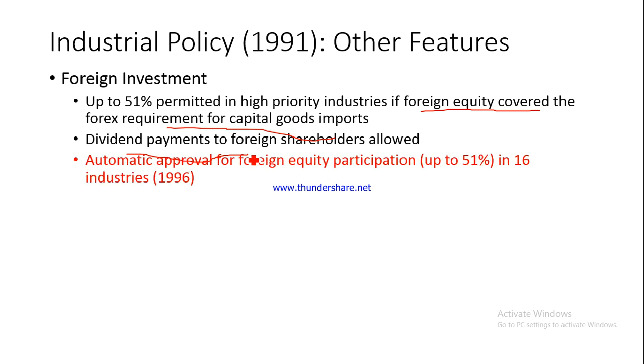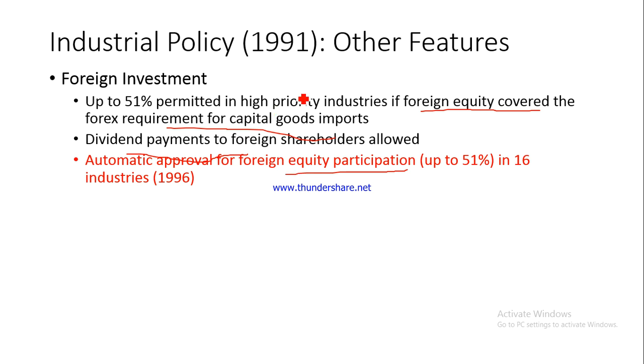And then what happened in 1996? I have mentioned this in red because it was not part of the industrial policy 1991, but it has been mentioned here to just let you know that the Indian economy slowly and slowly became more open and more integrated with the global economy. Have a look at the provision which was brought in here: automatic approval for foreign equity participation up to 51% in 16 industries. Up till now, till 1991, it was not allowed. In 1991, the policy allowed 51% partnership, 51% contribution by the foreign entity.